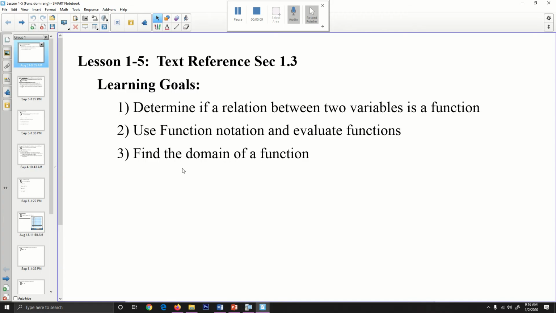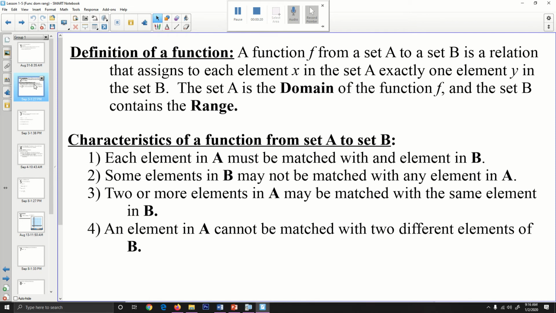Let's get to it. Today we're going to determine if a relation between two variables is a function. We're going to use function notation and evaluate functions, and we're going to find the domain of a function. So let's get some definitions here.